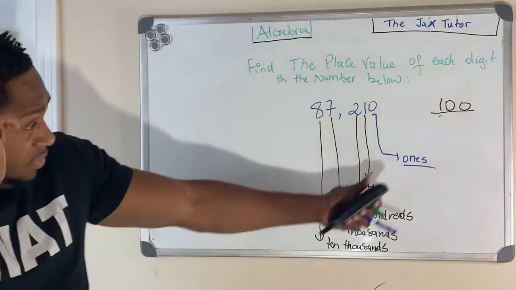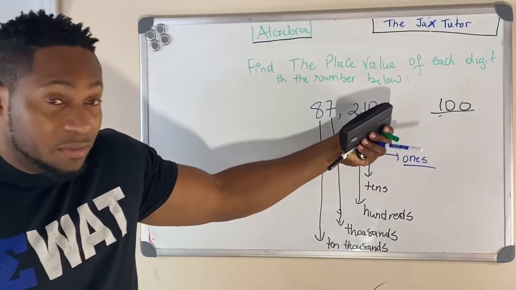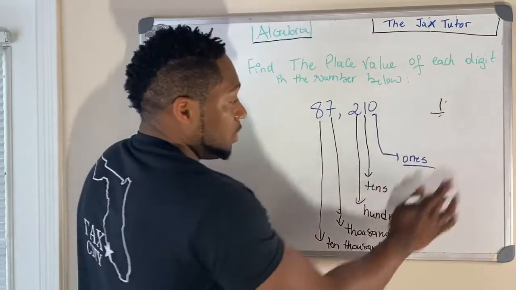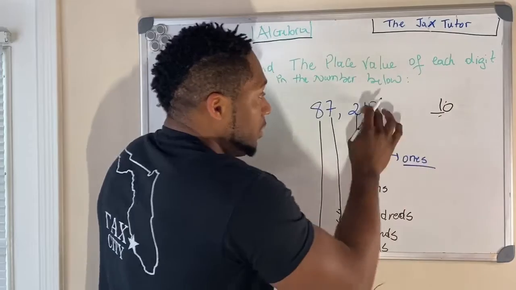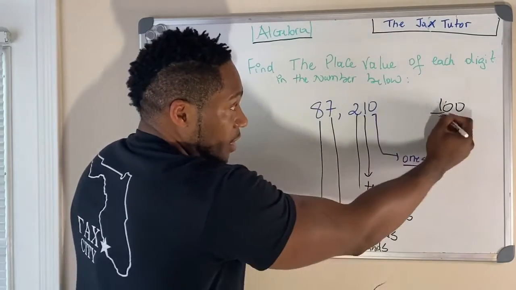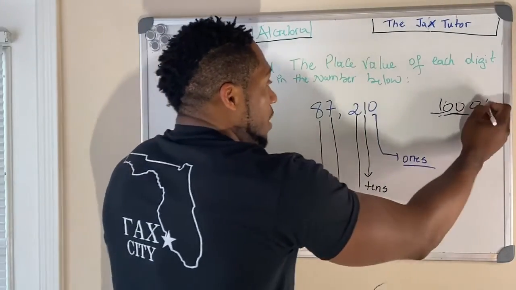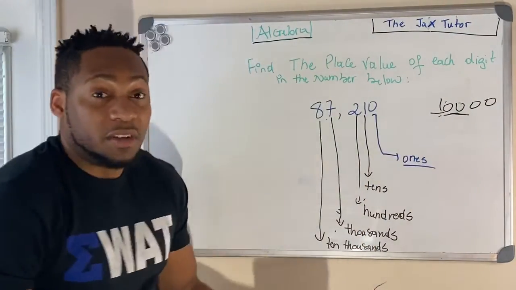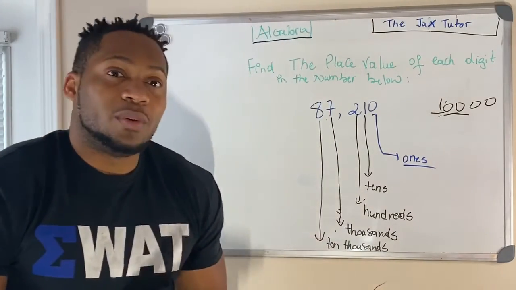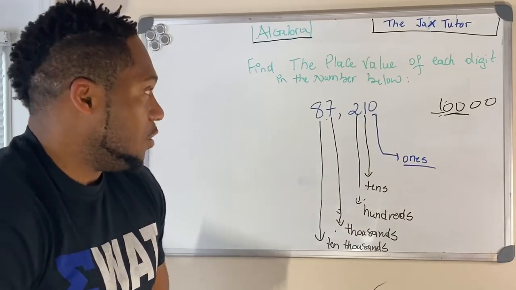So the ones place value is the last digit. The one that comes before that is the tens place value. You start with the ones place value, you add a 0, this is the tens place value. You add another 0, this is the hundreds place value. You can see the 100 right here. You add another 0, this is the thousands place value. You add another 0, this is the 10,000s place value. And that's how you read the place value of each one of those. Like I said, it's what helps you read the number in base 10.